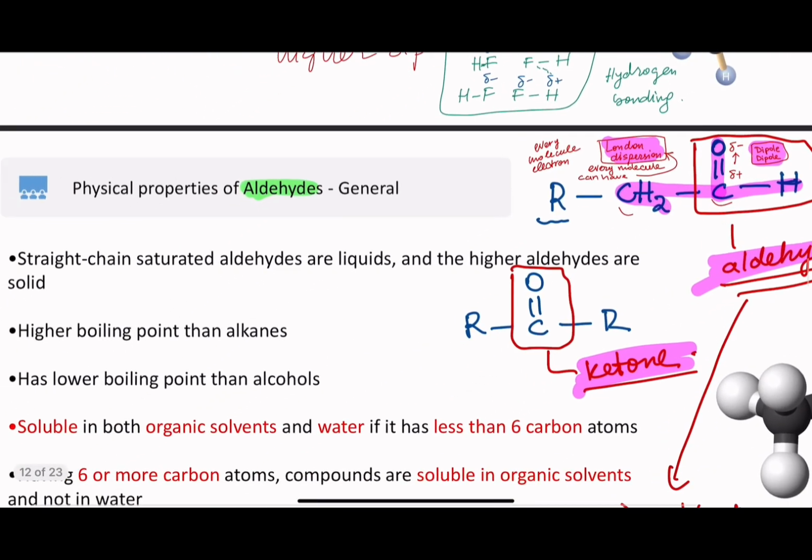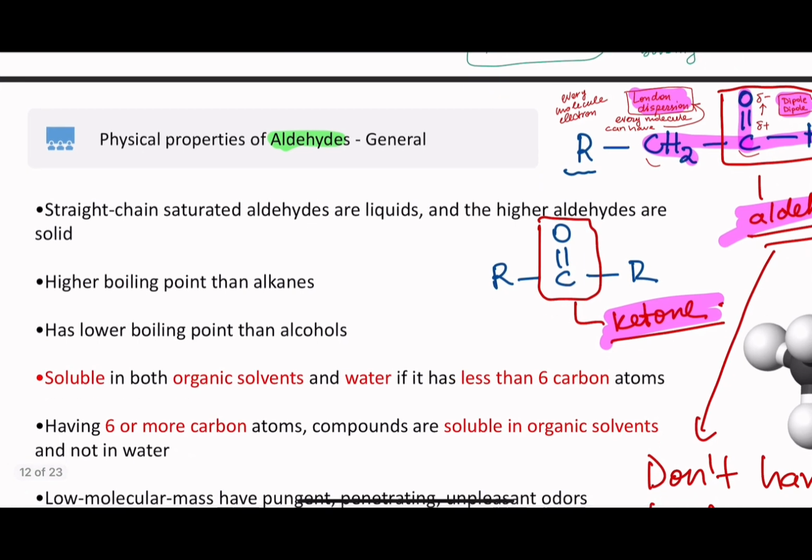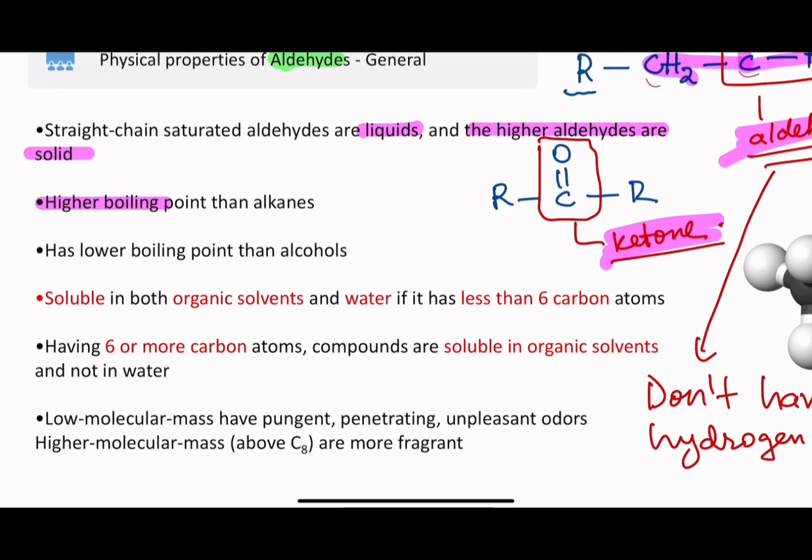So now let's continue. Straight chain saturated aldehydes are liquids. The higher aldehydes are solids. We also have alkanes in liquid state. Aldehydes have a higher boiling point than alkanes. The reason is they have dipole; alkanes don't have dipole-dipole. Aldehydes have a lower boiling point than alcohols. The reason is no hydrogen bonding. If they had hydrogen bonding, they would have a higher boiling point too.